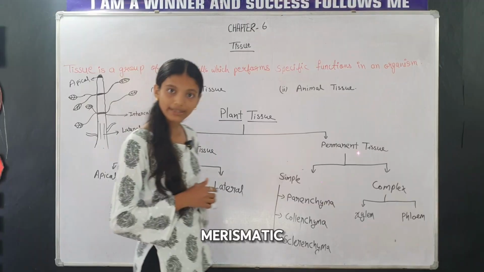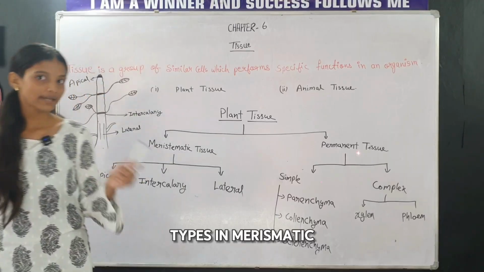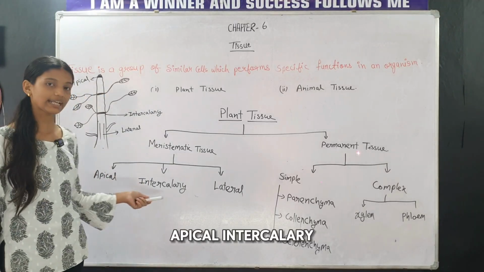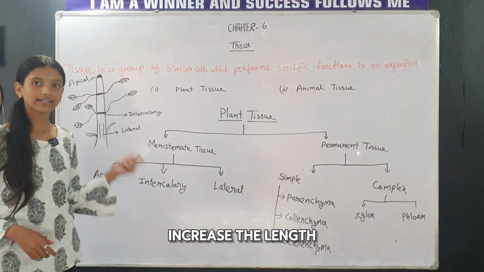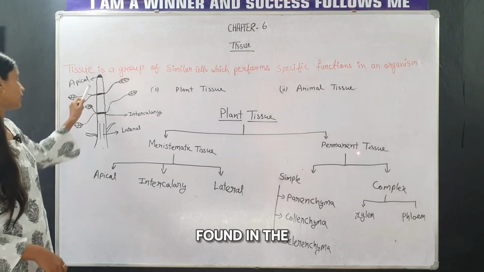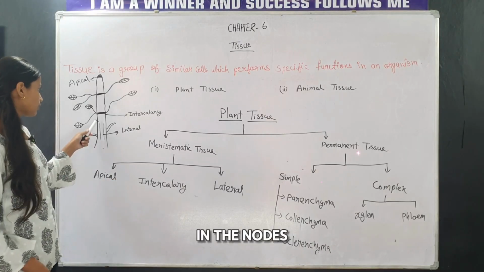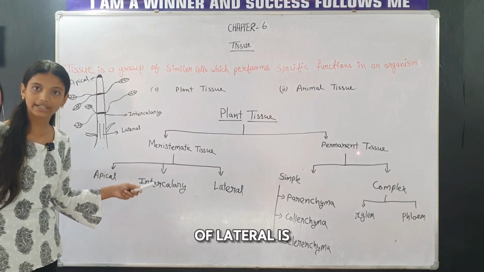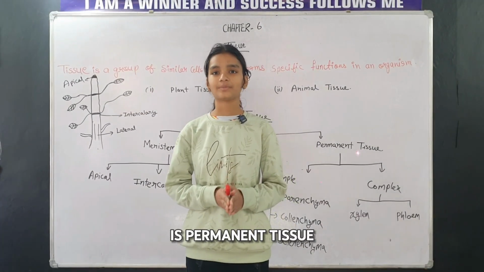The work of meristematic tissue is to provide growth to the plants. There are three types in meristematic tissue: apical, intercalary and lateral. The work of apical is to increase the length of the plants and these are found in the tips of the plants. Intercalaries are found in the nodes of the plants and the work of lateral is to increase the breadth of the plant. The second type is permanent tissue.